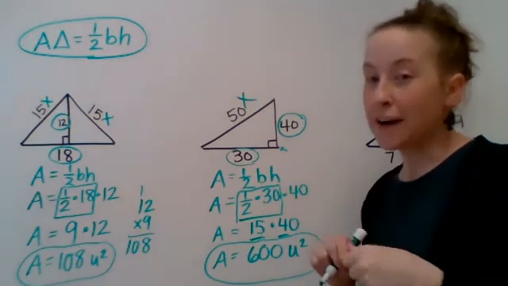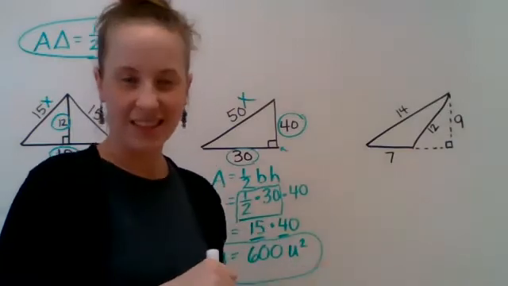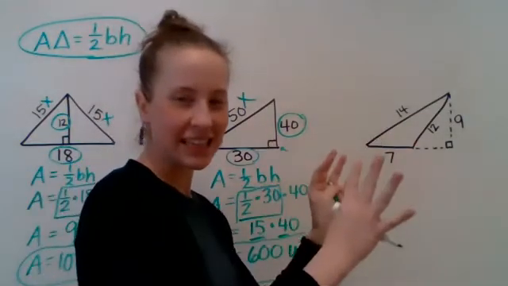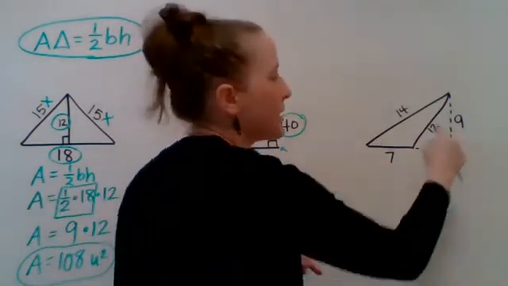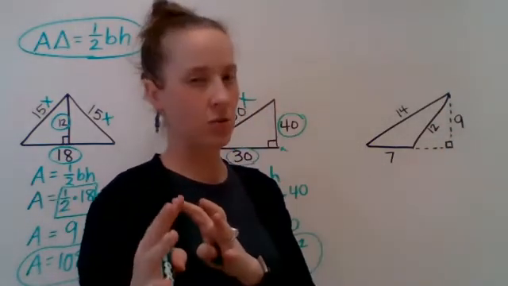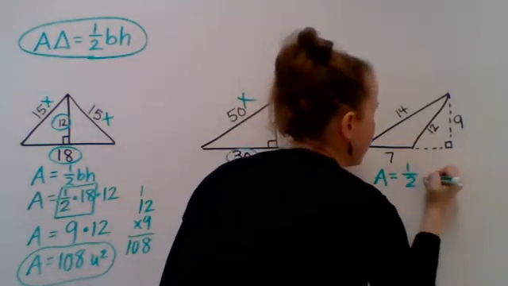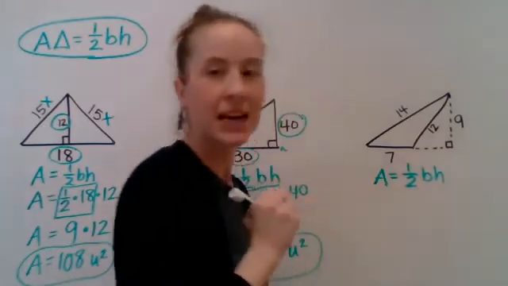Okay, let's try our final one. And that is, ooh, this is a scalene triangle. So it's kind of slanted. And I wanted to do this because I wanted to remind you that sometimes I might put measurements off to the side outside of the actual triangle itself. Okay, area equals 1/2 base times height.